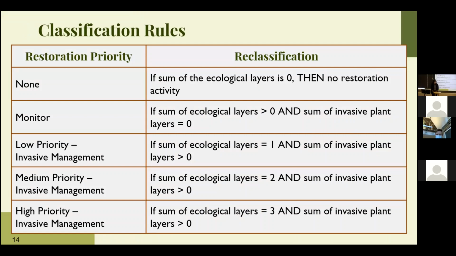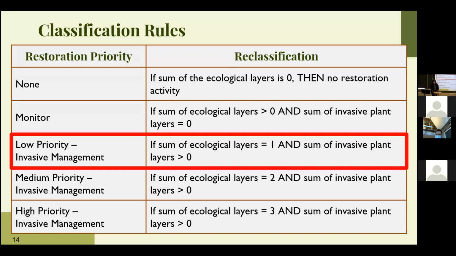Moving into how I classified my areas. These are the 5 categories that I used. I'm going to go into depth on one of them just to show an example of how I did it. If you look at the low priority for invasive management category, the way that I did it is I looked at the sum of the ecological layers. The ecological value could have ranged from 0 to 3. So if it got a 1 and there were invasive plants present, so it was greater than 0, then it got a low priority for invasive management.